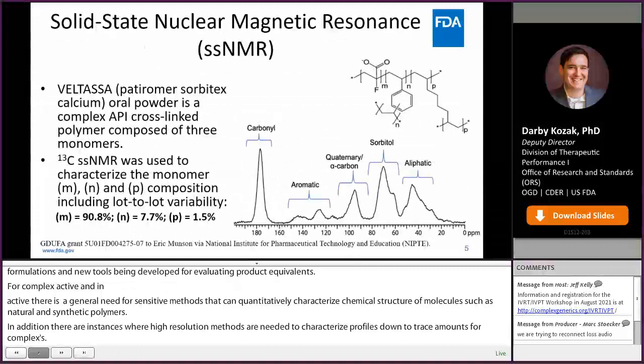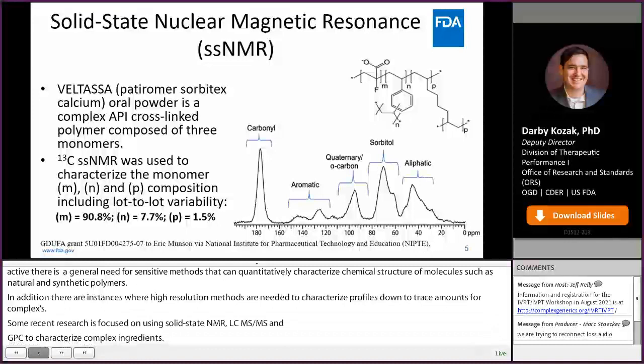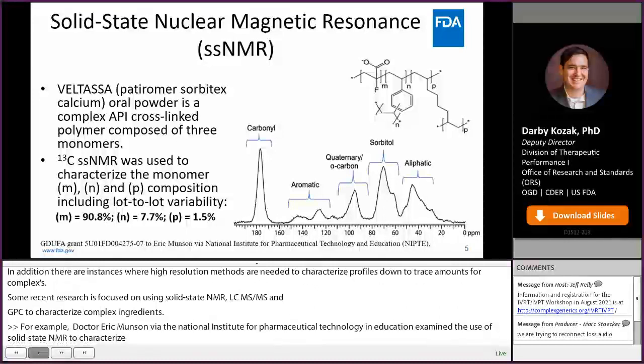For example, a GDUFA grant to Dr. Eric Munson via the National Institute for Pharmaceutical Technology and Education examined the use of solid-state NMR to characterize the polymer structure of butyrimer, a complex cross-linked synthetic polymer composed of 3 different monomers. Given that this polymer is not readily soluble in most solvents, conventional solution-based NMR is limited.